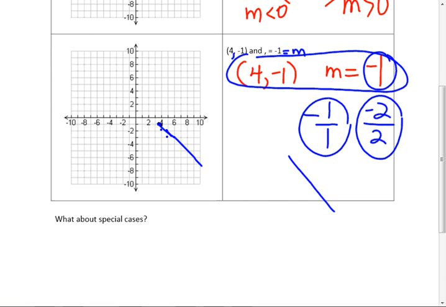Now, what does this mean? This means a run of 1 and a rise of negative 1. Well, if it's a rise of negative 1, which way is it going? Down. So I'm starting here. I like to do it this way: run, and then down. It's a 45-degree angle. It's very steep.